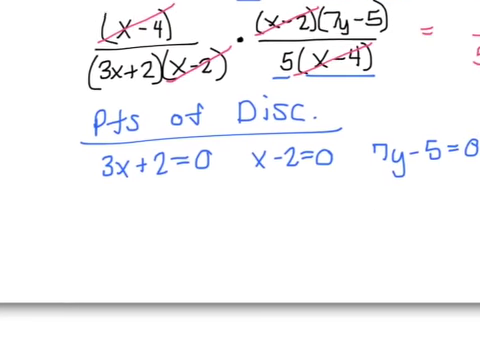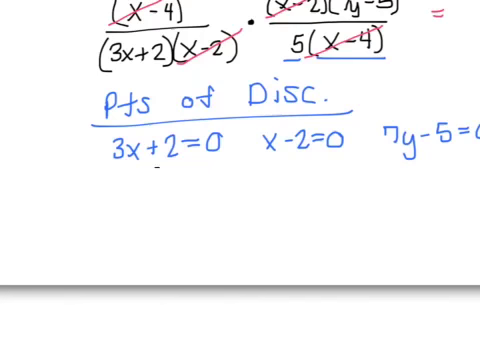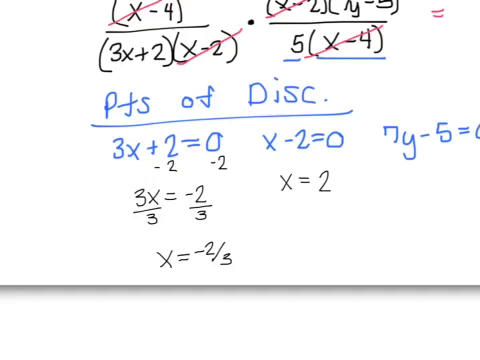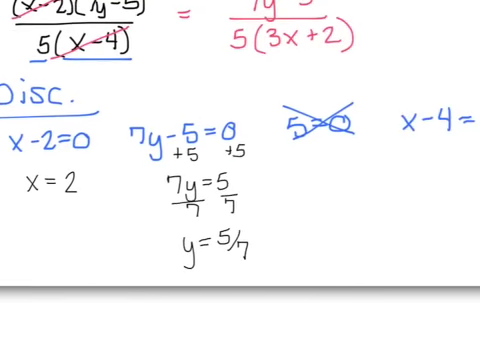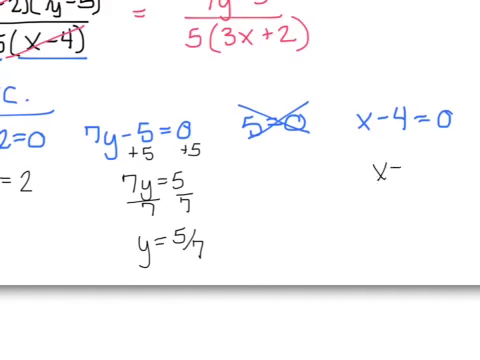All right. So here, let's subtract 2 to the other side. And then we'll divide by 3. So x equals negative 2 over 3. The next one, we'll just add 2 to the other side, so x equals 2. The next one is y, so we add 5. 7y equals 5. Divide by 7. Y equals 5 over 7. And then the last one, x equals 4.